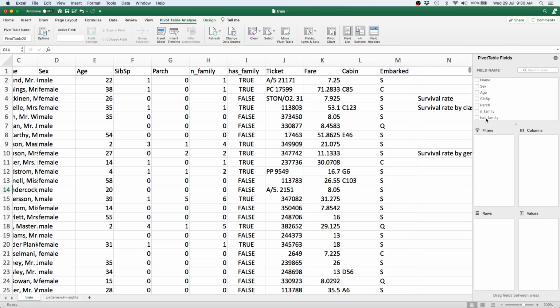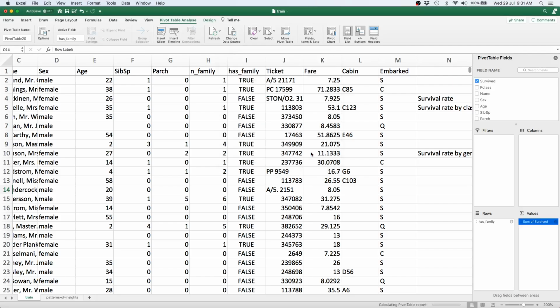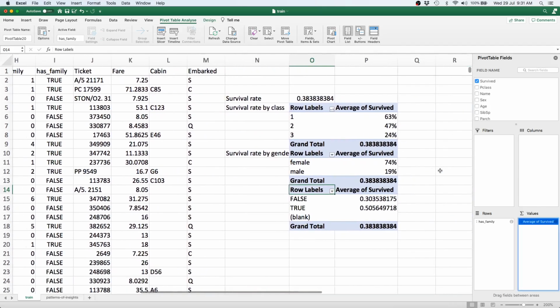And there it is. We have the hash family variable available to us. So let's drag that down to the rows, and let's, as usual, pick the survived column and drag it down to the values. The sum, which is the default aggregation, let's change that to average. So instead of getting the total number of people who survived, we'll get essentially the probability of them surviving. And there it is. Essentially, the idea is that if you have a family, you have a 50% chance of survival. If you don't have a family, then you have a 30.3% chance of survival.